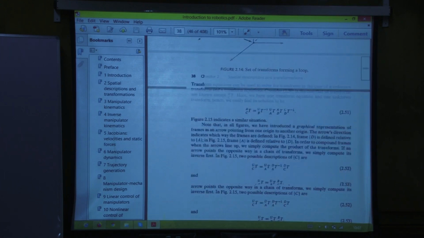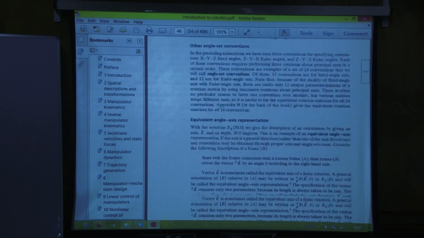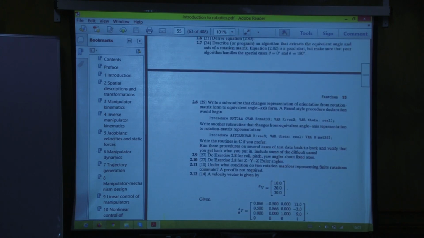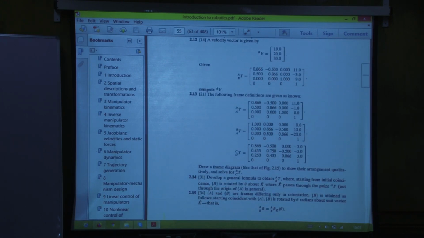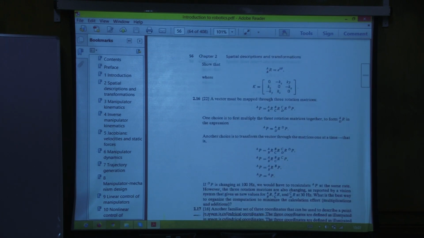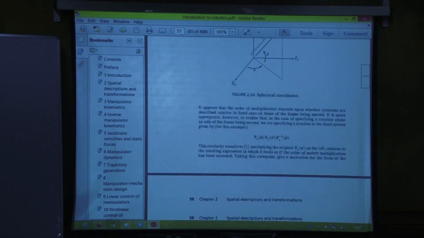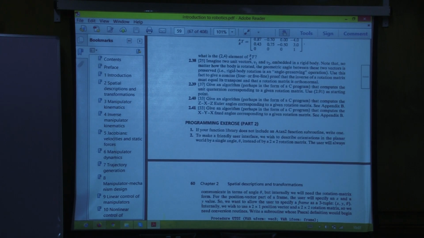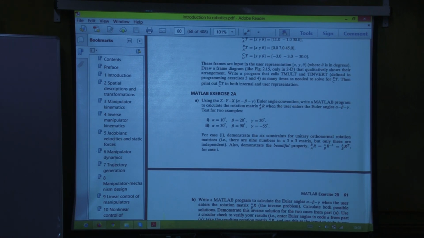At the end, there are some solved examples, and then there are questions. You can look at the questions. There are a lot of them, and you can try and solve some of them. The last section is MATLAB exercises, where you write a program in MATLAB and then try to solve them.